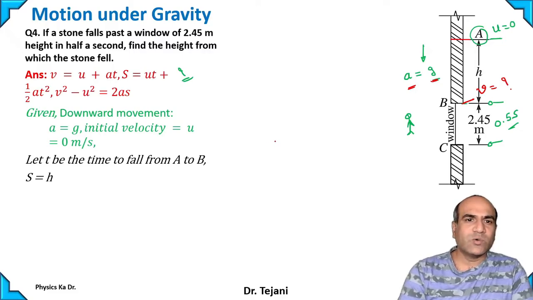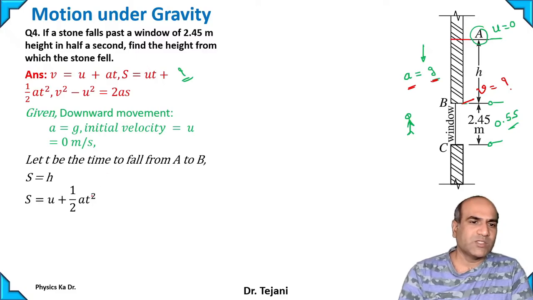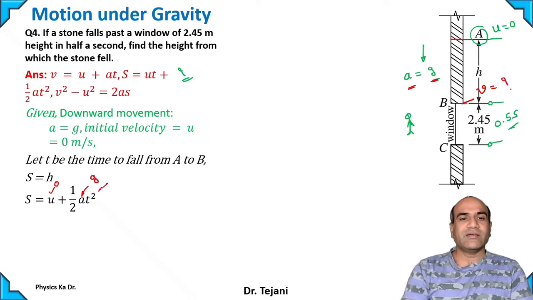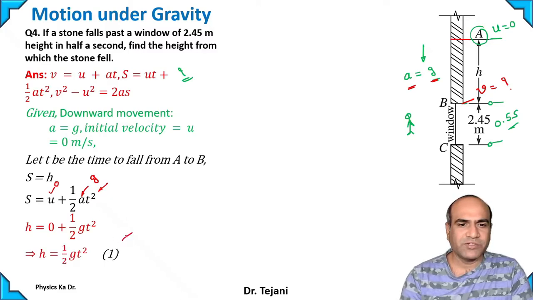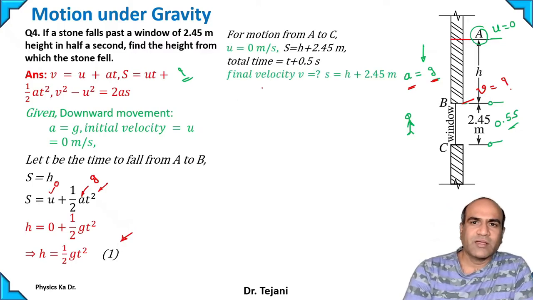So s is equal to h, and the equation we have is s is equal to ut plus 1 half at square. Initial is 0, a becomes what? a becomes g, and t we don't know. Fine. So we can have h is equal to 1 half g t square, and this is equation number 1. This is equation number 1. It is just a reference we need.